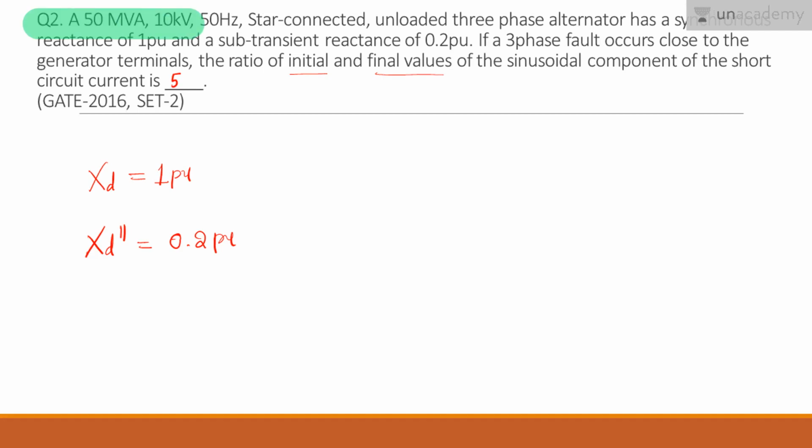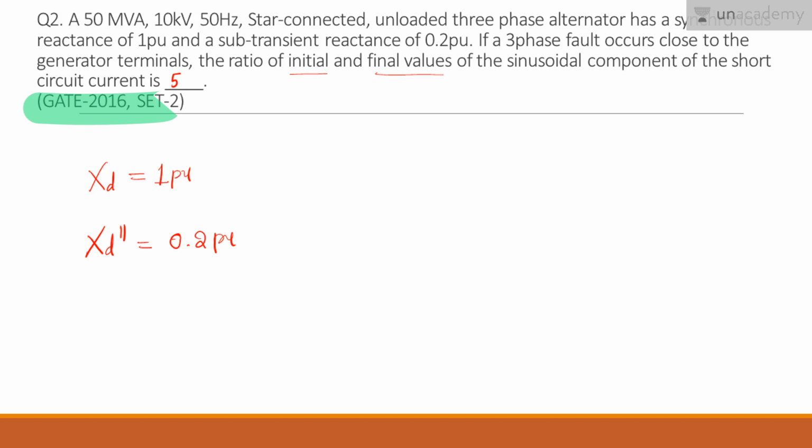Now in the next question, let me read it out. A 50 MVA, 10 kV, 50 hertz, star connected unloaded 3-phase generator has a synchronous reactance of 1 per unit and subtransient reactance of 0.2 per unit. If a 3-phase fault occurs close to the generator terminals, the ratio of initial and final values of the sinusoidal component of the short circuit current is. So the answer is going to be 5. It is asked from GATE 2016.